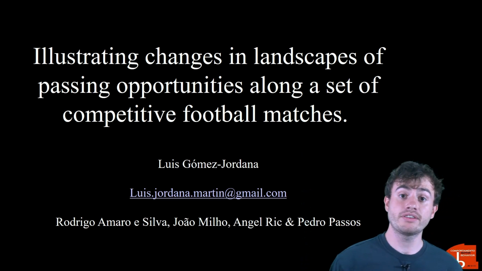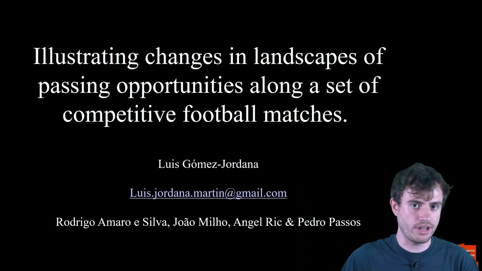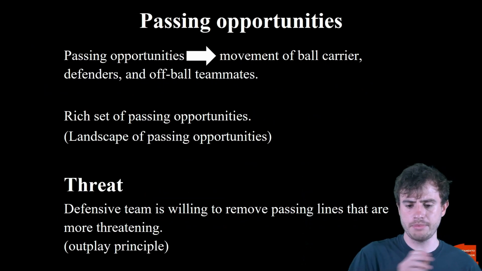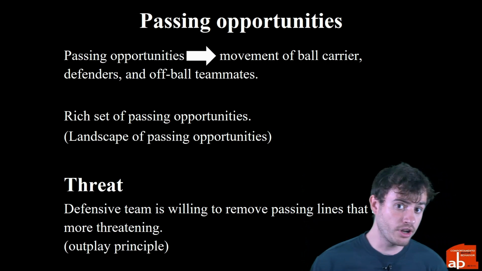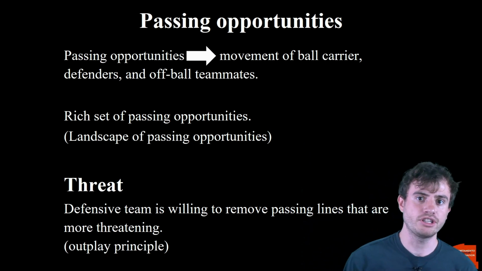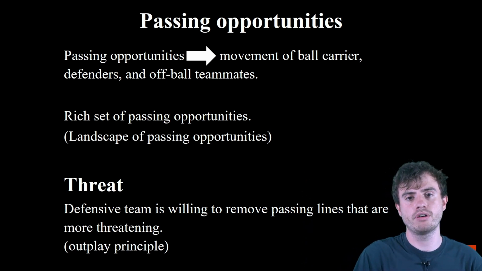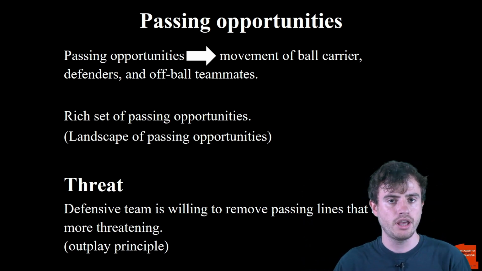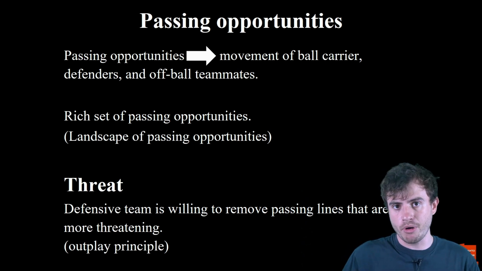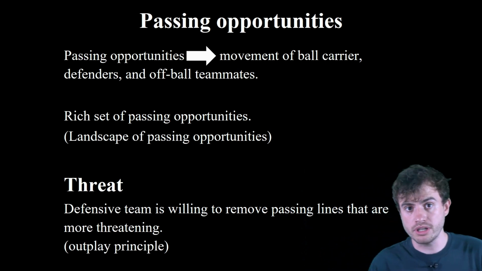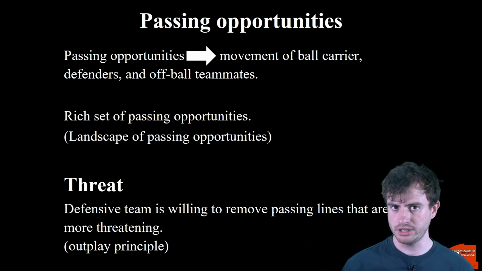And we were basically interested in how passes available change for a team over different games and other conditions that I will explain in a bit. So, passing opportunities. As a ball carrier moves around the field, passing opportunities emerge due to his own movement, but also due to the movement of defenders trying to cut passing lanes and off-ball players trying to get open. This suggests at any given moment a rich set of passing opportunities open for the ball carrier, what can be conceptualized as a landscape of passing opportunities.